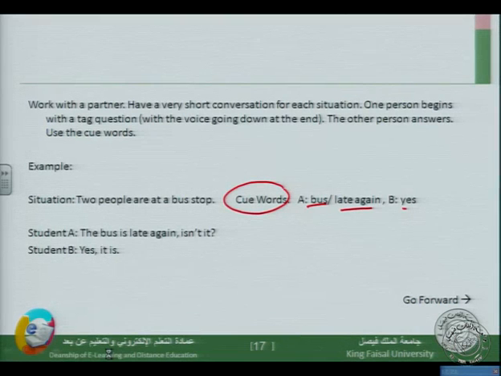Student number 1: The bus is late again, isn't it? See, the bus is late again, isn't it? Student B: Yes, it is. So I want you to write down a conversation between two people and just speak with the voice going up and the voice going down, both of them.